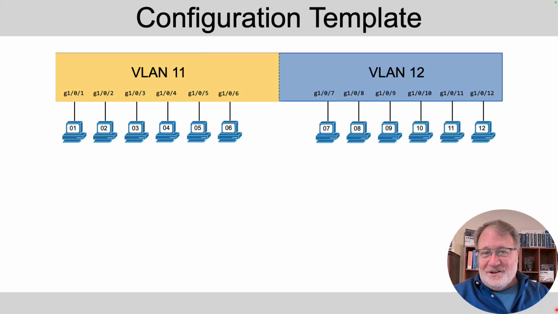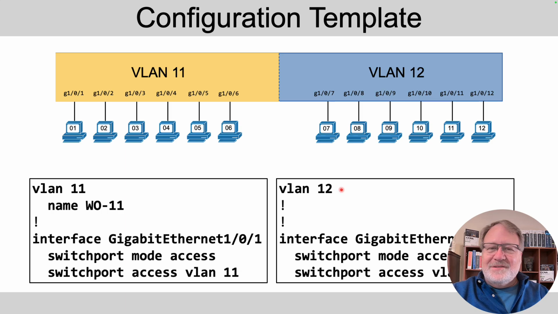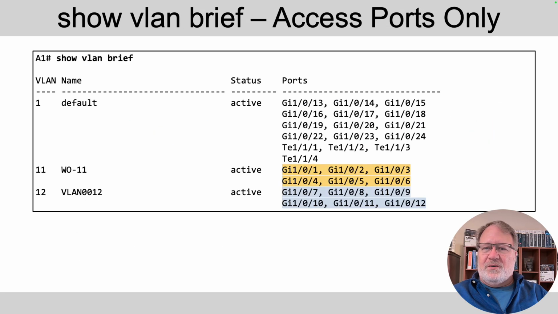So we've gone through all that effort to configure things. So what's the config look like? Well, here's a template for what you do to configure access ports to be in a particular VLAN. You need the VLAN to be configured, optionally give it a name, and then under each interface you tell it, be an access port with this command and use this VLAN ID with the second command. In this case, VLAN 11. Same thing on the other ports. You create the VLAN and then for each interface, be an access port and use this VLAN ID, in this case, VLAN 12. All right, so there's your configuration.